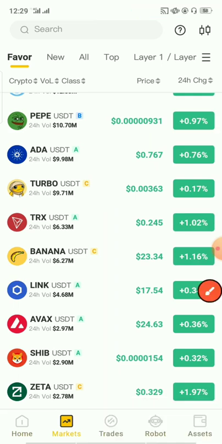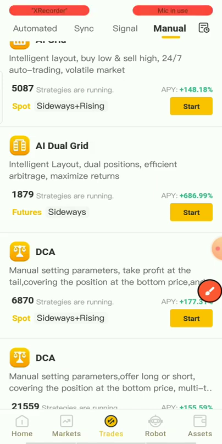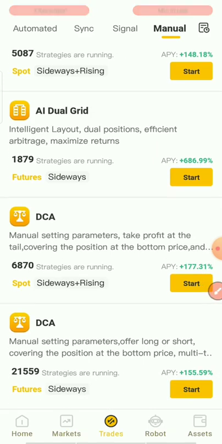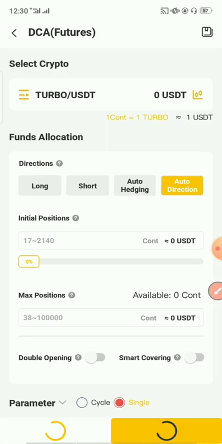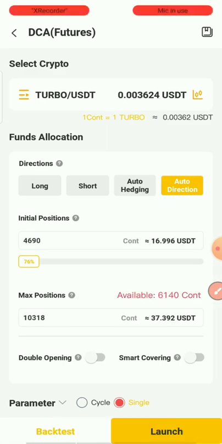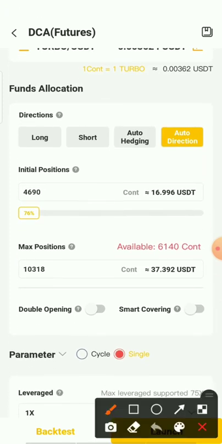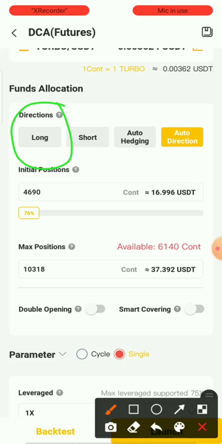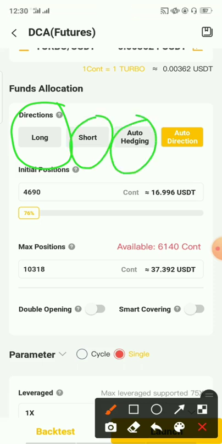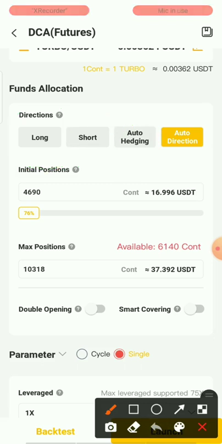So I click on this particular coin as usual, then it brings me to this trade place. Your trade must be on manual if you must get this right. Now, I click on this start button. Then it brings me here. Then I will select the direction of the trade as usual. Whatever I want to use as my trade direction, either I trade long, I trade short, I trade auto hedging, or I trade auto direction. So which of them I choose to trade lies with me. So I will come down here.